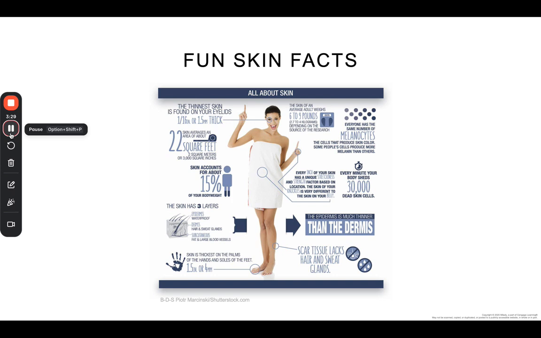The average person has about 22 square feet of skin, and then the thinnest skin is found on our eyelids, and the thickest skin is found on the soles of our feet. The skin also is composed of 3 layers, which we're going to break down later in the slideshow. We have the epidermis, the dermis, and the subcutaneous layer.